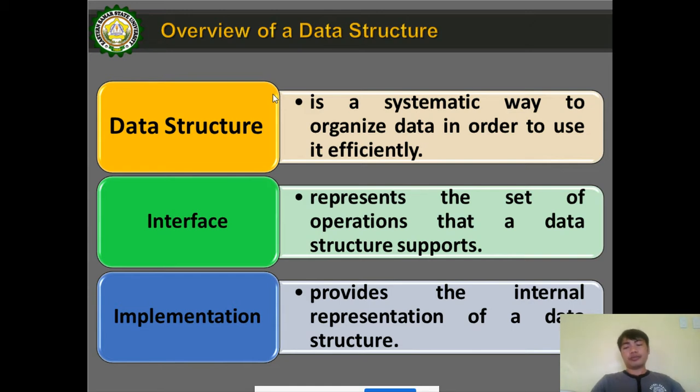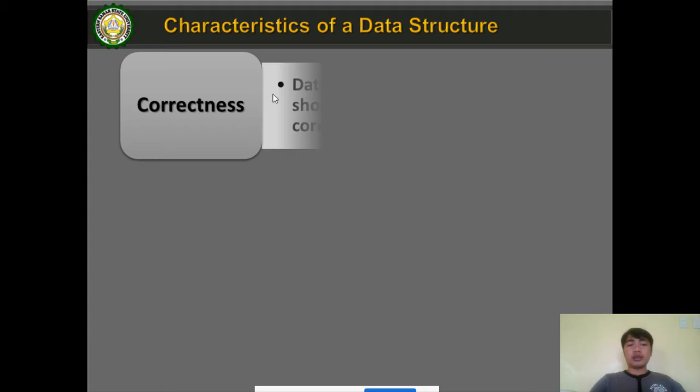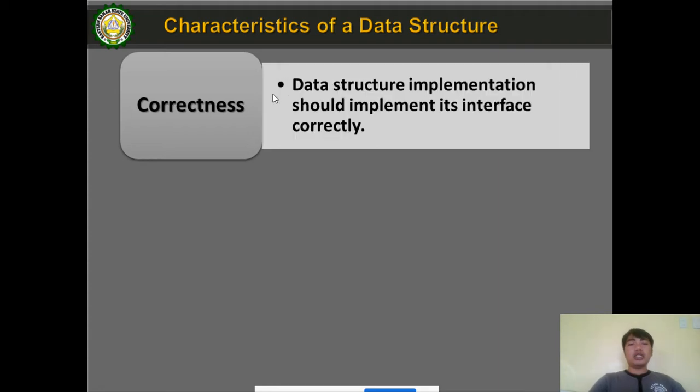Okay, let's move. So now, let's move to the characteristics of a data structure. So, ano nga ba characteristics of a data structure? Number one is correctness. When we say correctness, the implementation should implement its interface correctly. Dapat correct. Okay? Kung ginsaset natin it name, the implementation should set the name, not set the age or set the address. Should be correct.